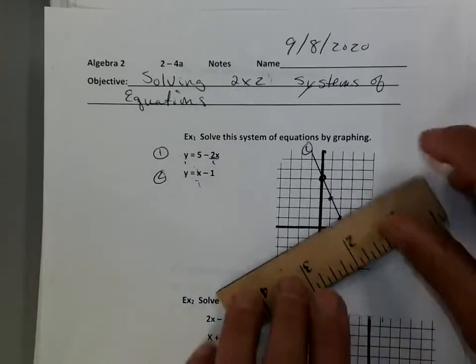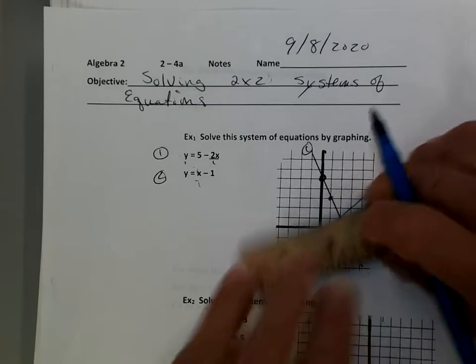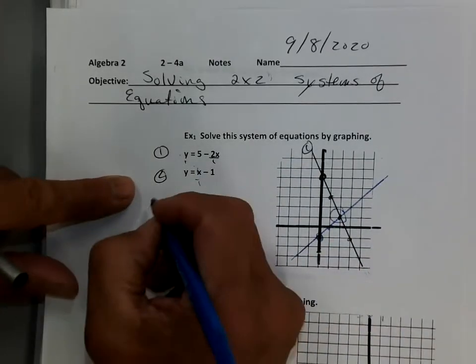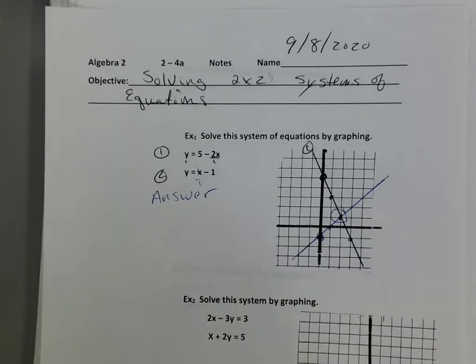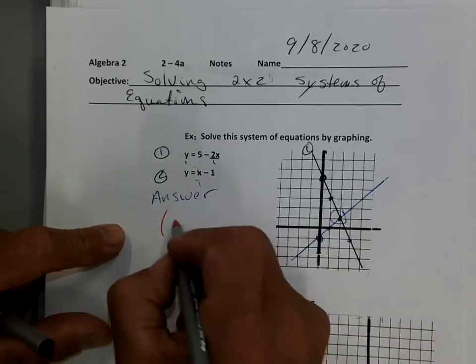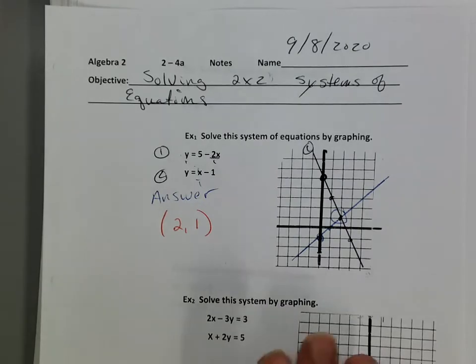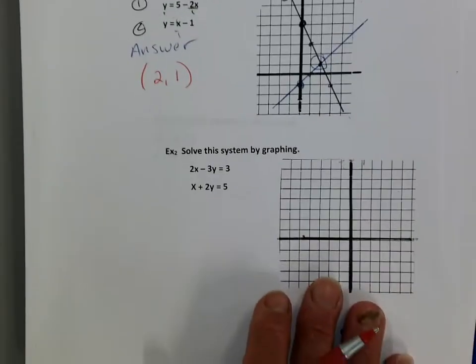What I'm really looking for is the point of intersection, because that's my solution. The graph is not the answer. The answer is the point of intersection. In this case, the point of intersection is at the point (2, 1). Easy. This should be a nice review of something you learned in geometry and in Algebra 1.